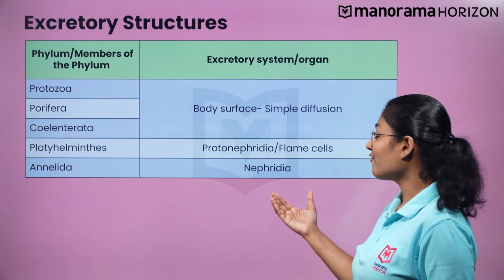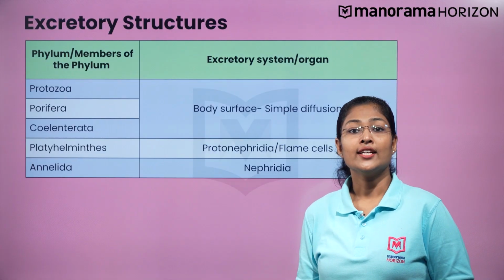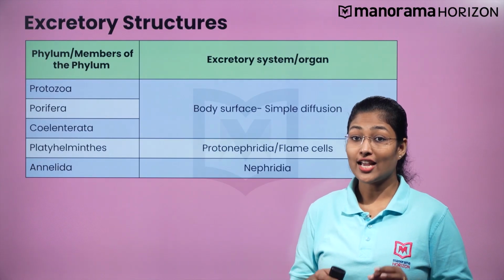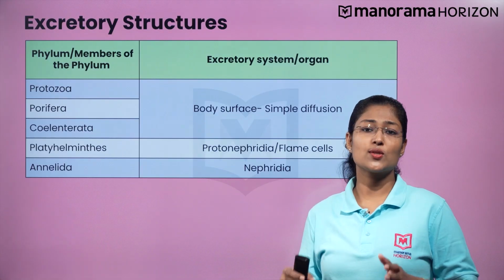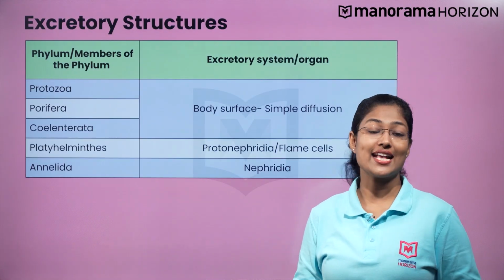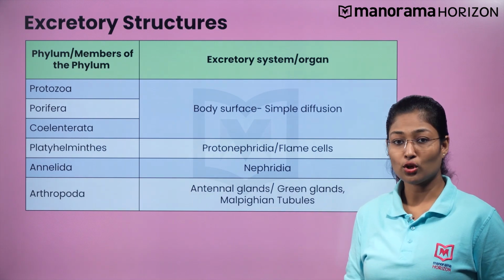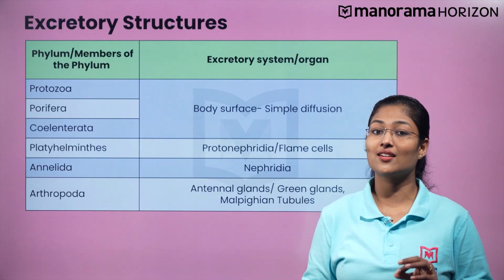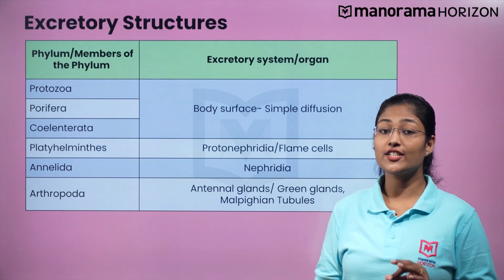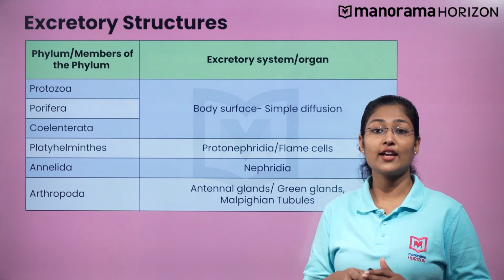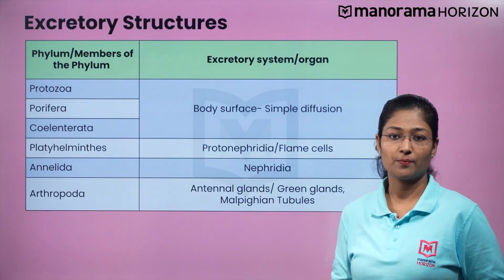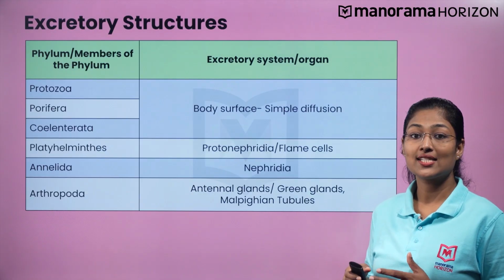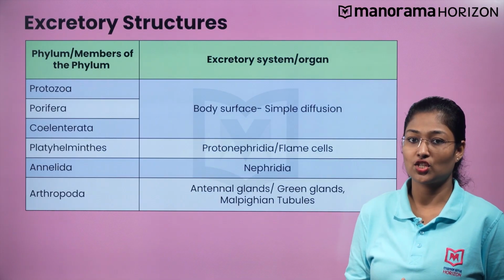In annelids, nephridia are the excretory organs. They are the tubular excretory structures seen in earthworms. Nephridia aid in the removal of nitrogenous waste as well as the maintenance of fluid and ionic balance. In the case of arthropods, especially cockroaches, they have Malpighian tubules, which are the excretory structures. These Malpighian tubules help in the removal of nitrogenous waste and osmoregulation. Antennal glands or green glands are also the excretory structures and are seen in arthropods, especially in crustaceans.